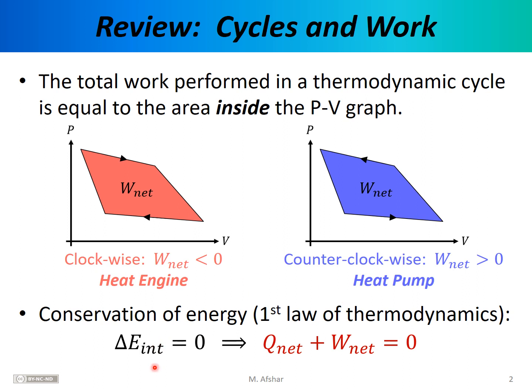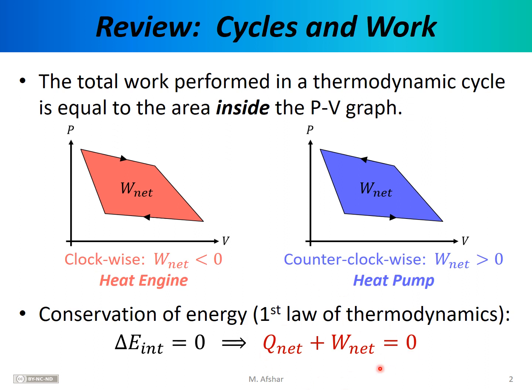Also recall that we are talking about thermodynamic cycles, so the change in the internal energy is always equal to zero, basically because at the end of the cycle, we're ending up exactly where we started. According to the first law of thermodynamics, the change in internal energy must equal Q plus W. If the change in internal energy is zero, then Q net plus W net must also equal zero.